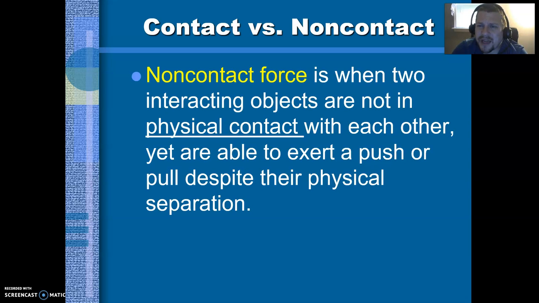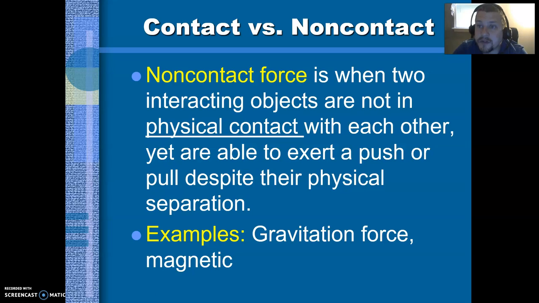Our forces will be categorized into two different categories. We have non-contact forces and contact forces. A non-contact force is when two interacting objects are not in physical contact with each other, but they still exert a force even though they're not touching. So things like gravity and magnets are able to do this, so they are considered non-contact forces.